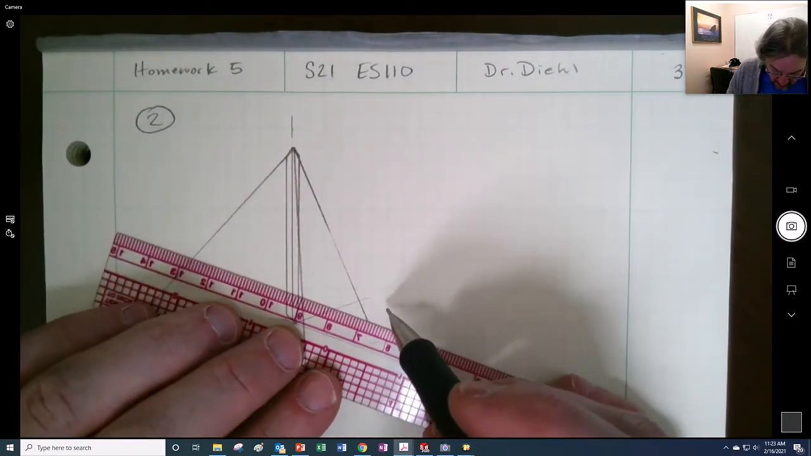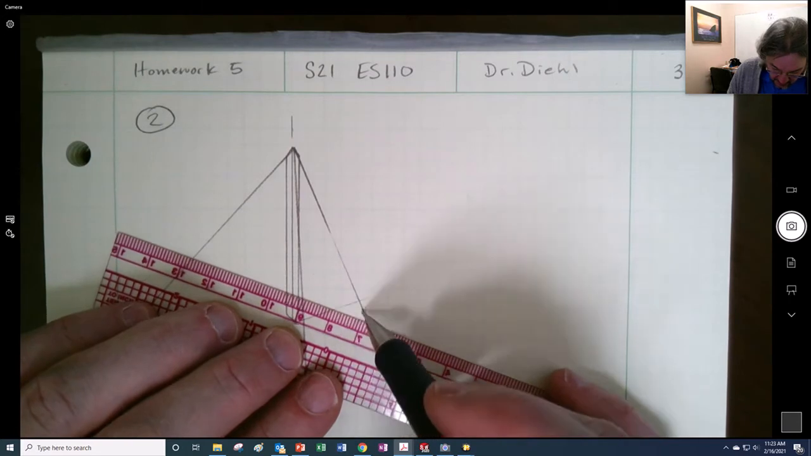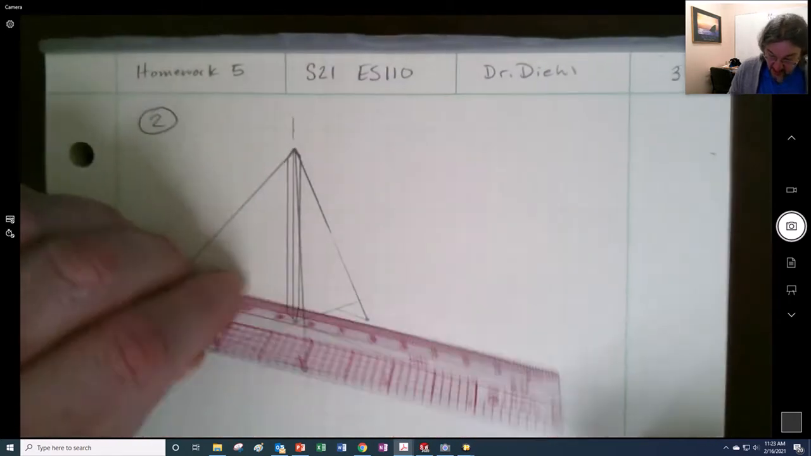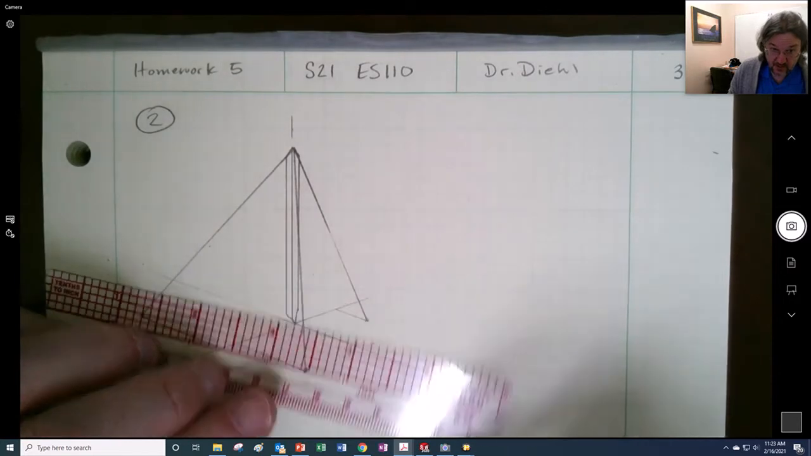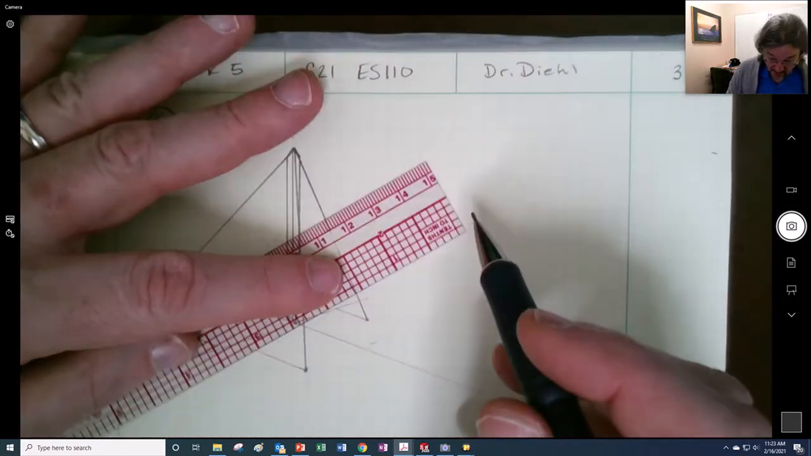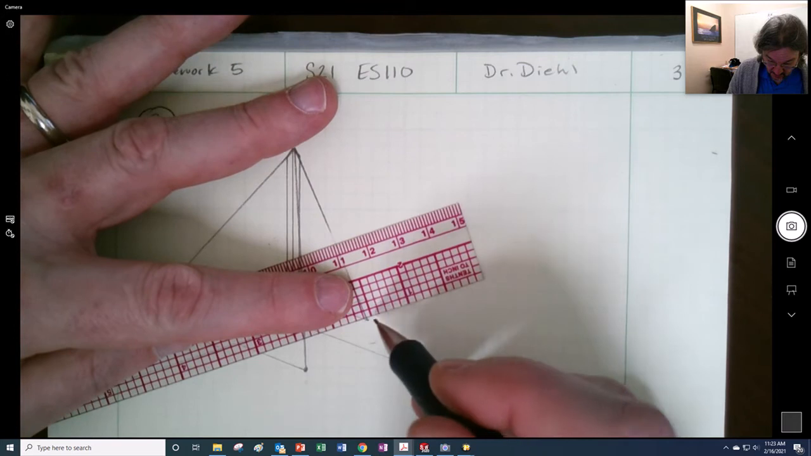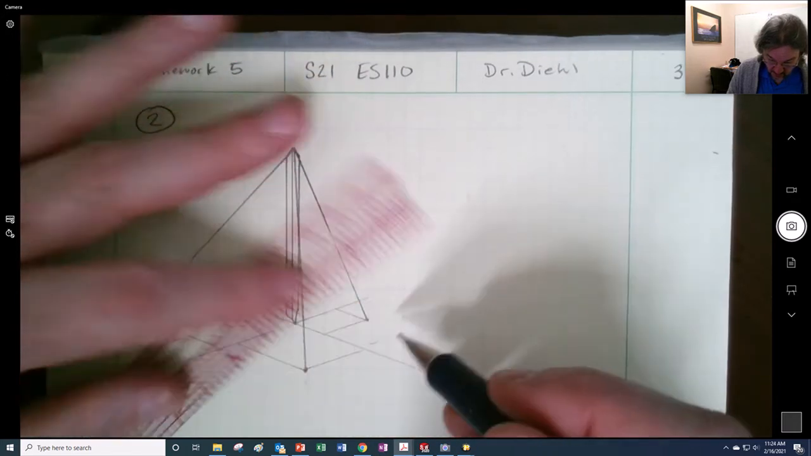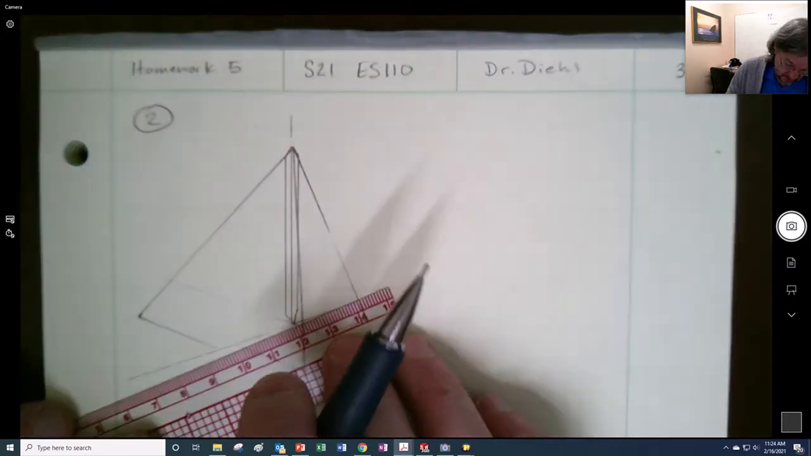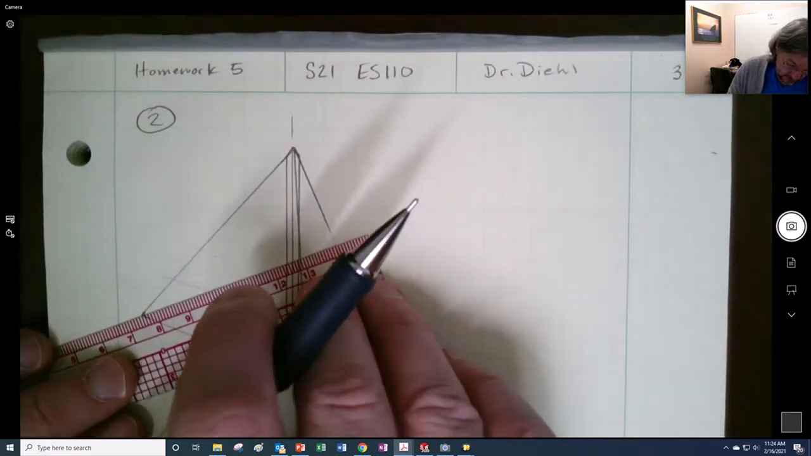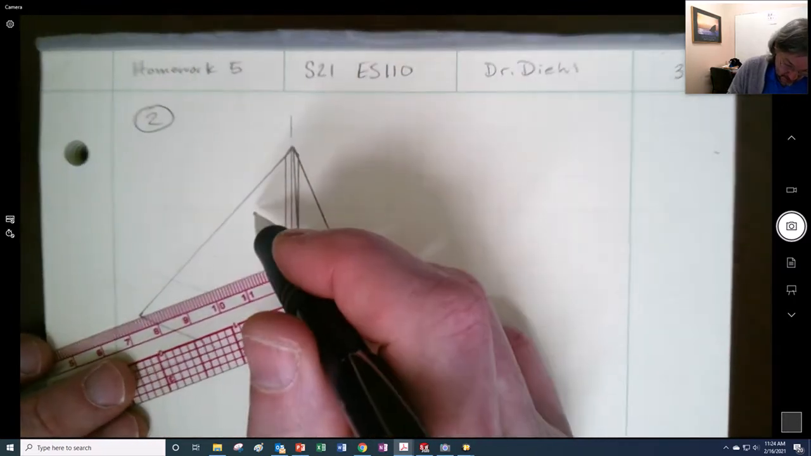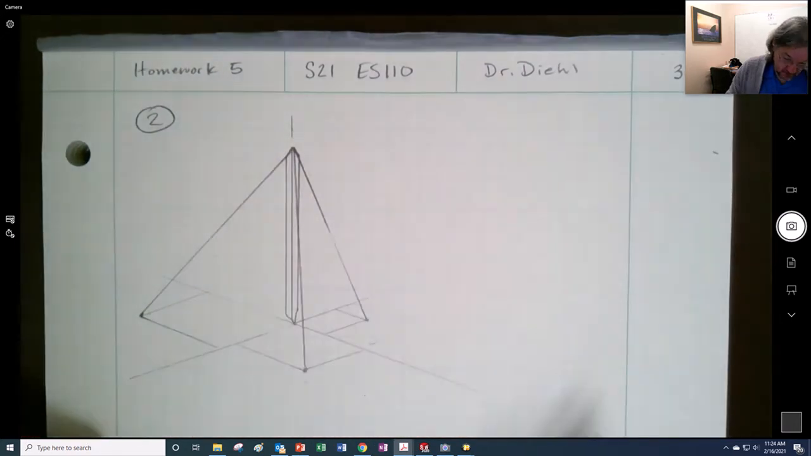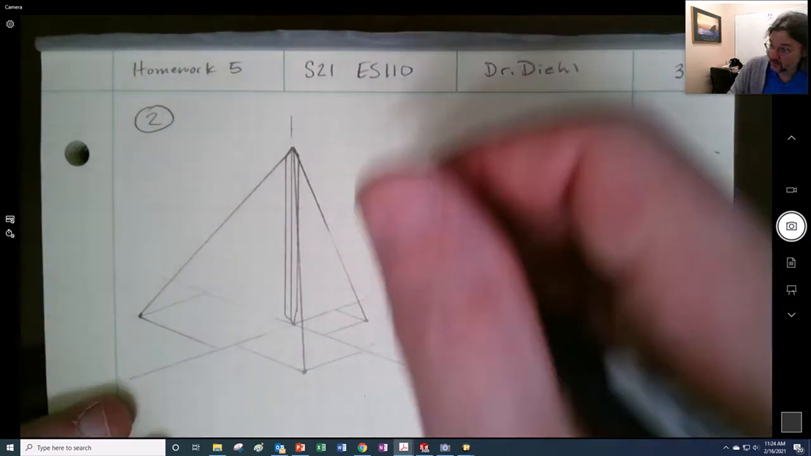And I can actually see through my ruler so I can see whether it's parallel or not. It's one of the nice things about the see-through Westcott ruler. And take in here something like that.